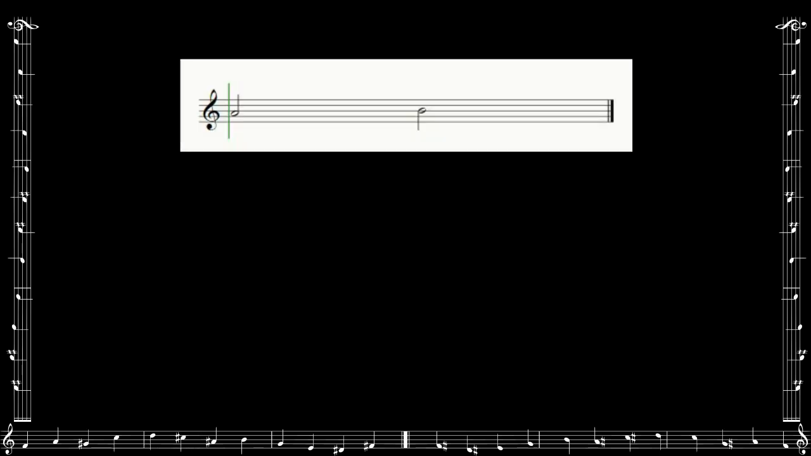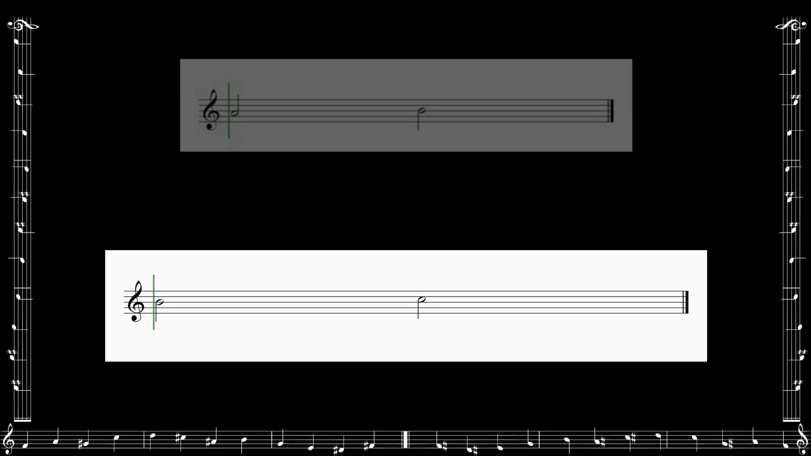Not all of the changes sound the same. If I play A to B, and then B to C, you can probably hear those changes are perceptibly different.